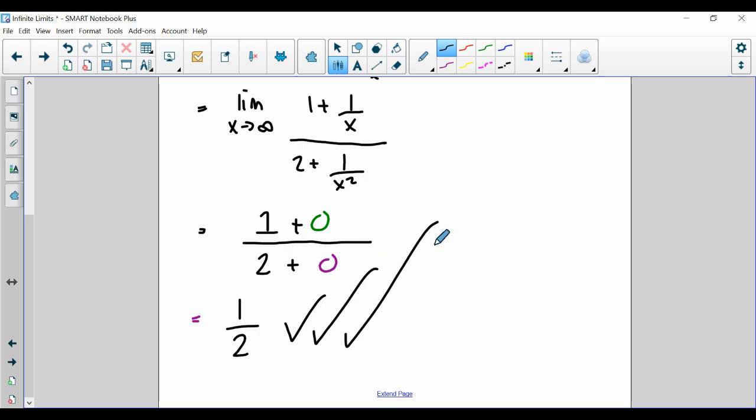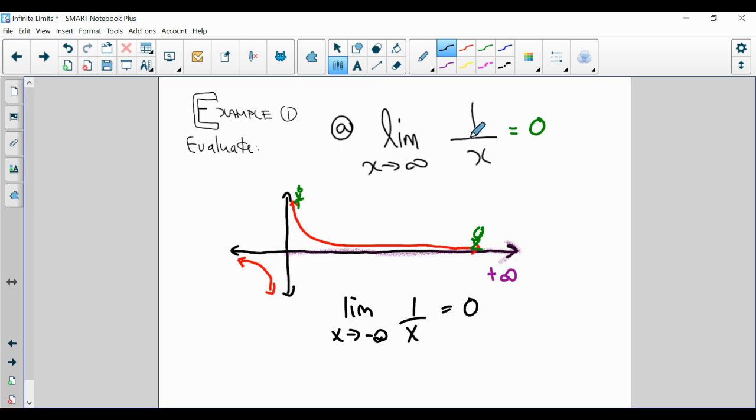So I factor out the term with the highest degree, the squared term, cancel it out, and then I use the idea that the limit as x approaches infinity of 1 over x, this one right here, is equal to 0 to help me figure it out.